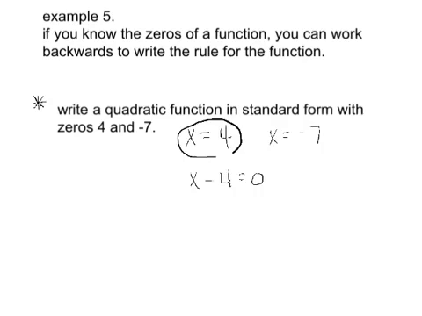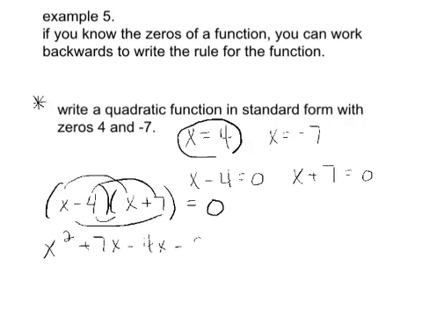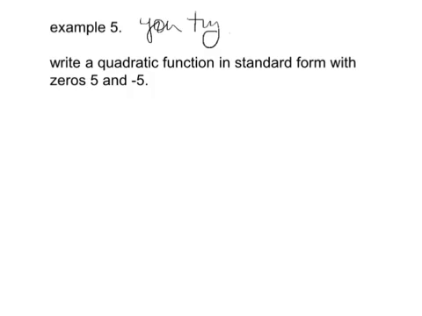Okay, those are the same. And here, if I set it equal to 0, I would get x plus 7 equals 0. So I have x minus 4 and x plus 7 equals 0. And let's FOIL. FOIL, if you remember, is first x squared, outer plus 7x, inner minus 4x, and last minus 28. Simplify, you get x squared plus 3x minus 28 equals 0. That is standard form. Okay, you try this one.